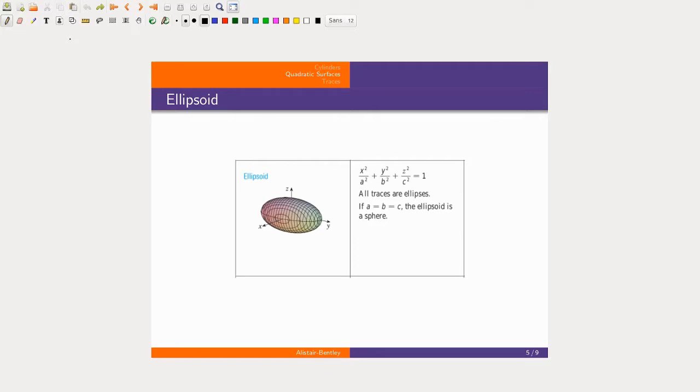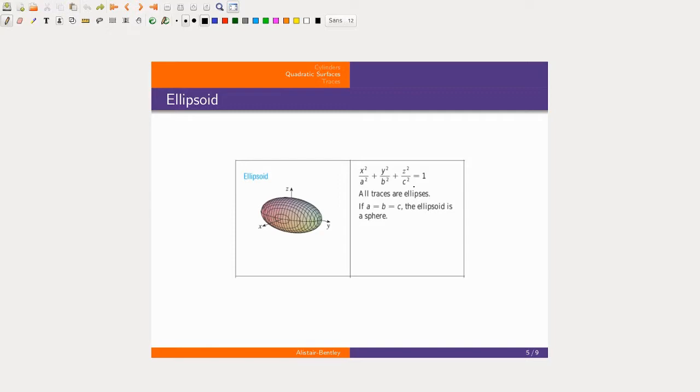The first example of a quadratic surface I'd like you to be familiar with is that of an ellipsoid. And ellipsoids are 3-dimensional generalizations of ellipses. And indeed, if we look at the formula for an ellipsoid, we'll notice that it's very similar to the equation for an ellipse. The only difference is that we're going to include this z squared term as well.